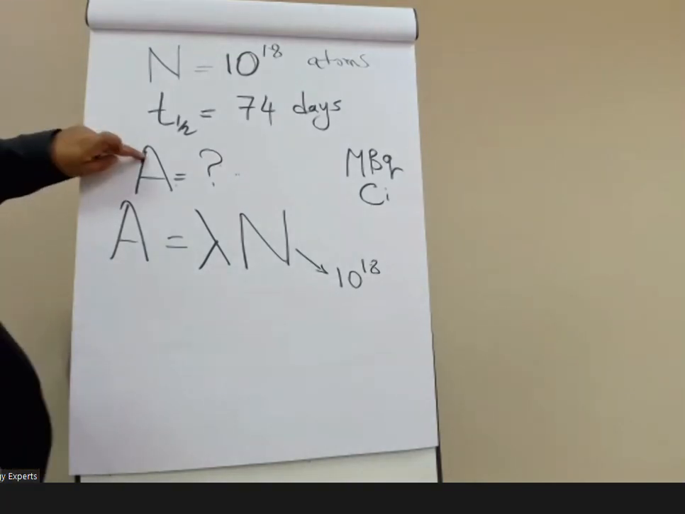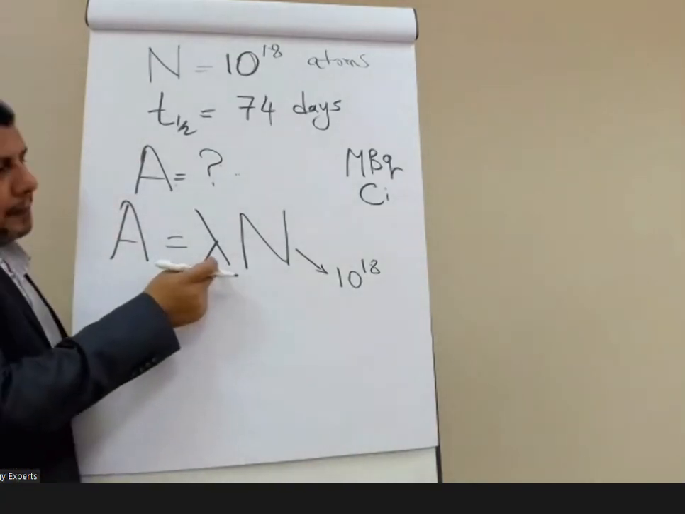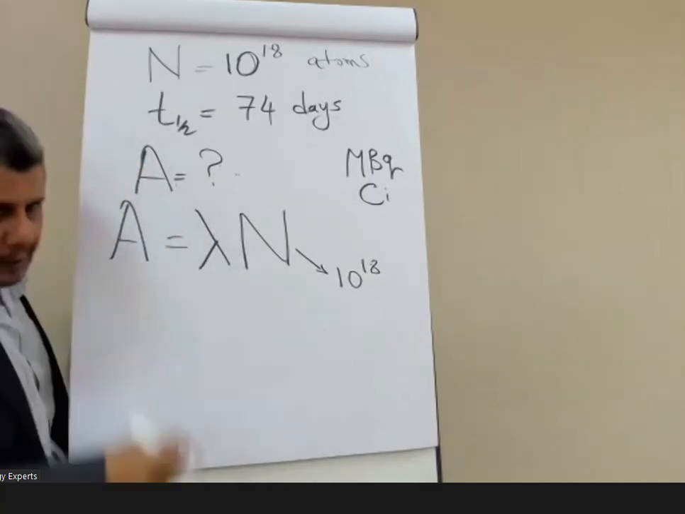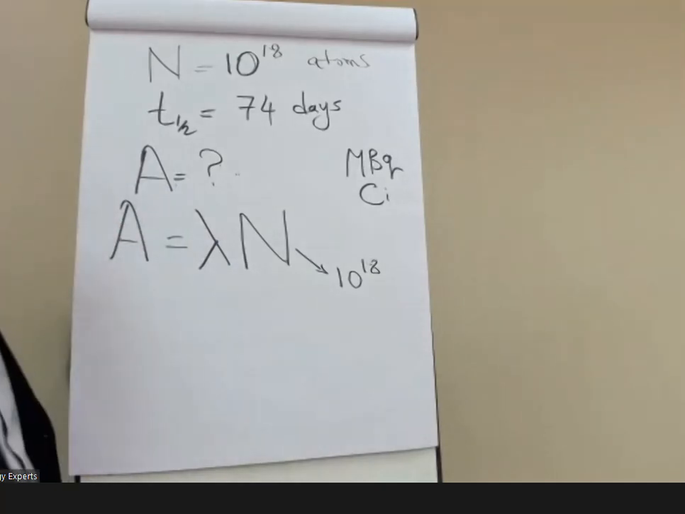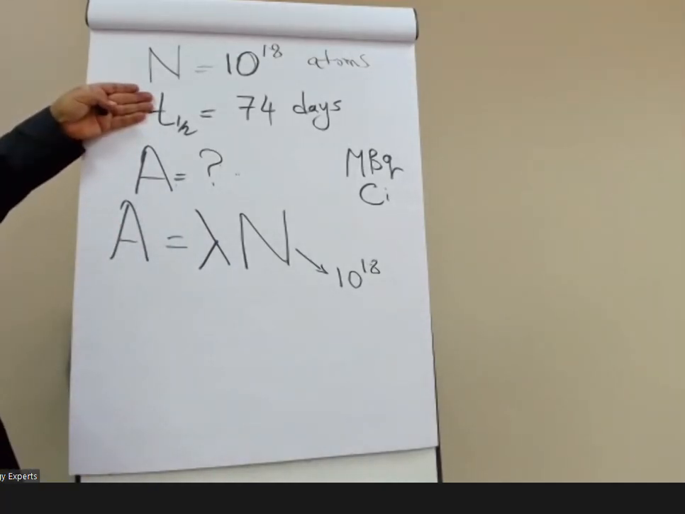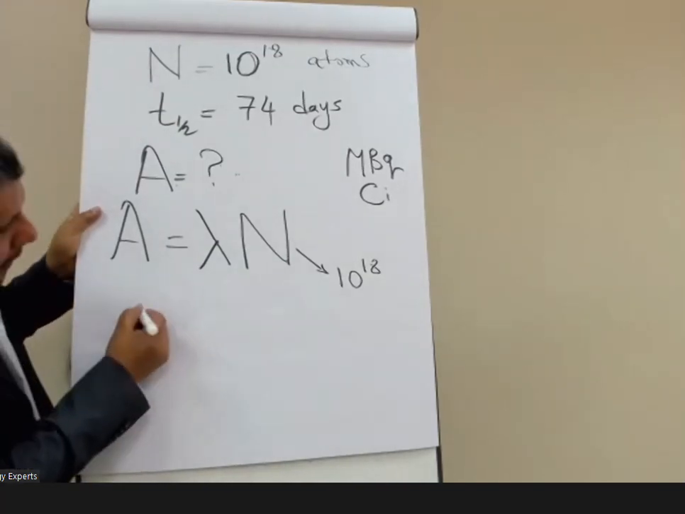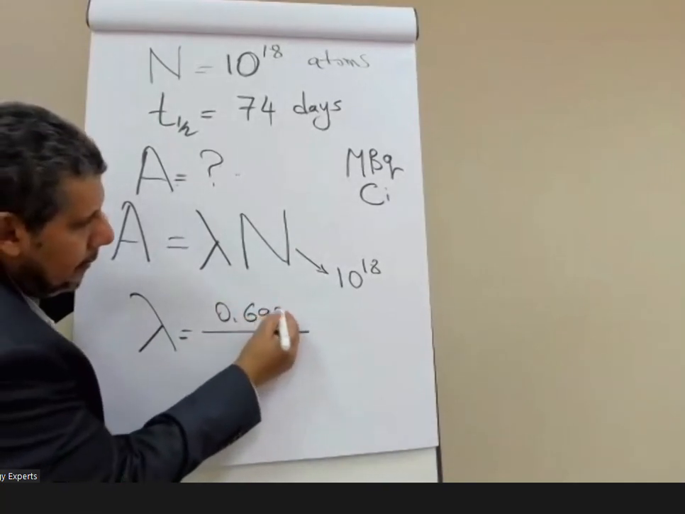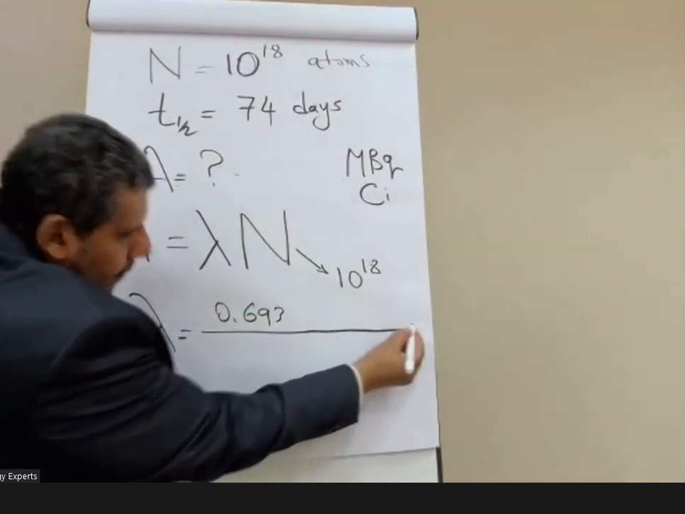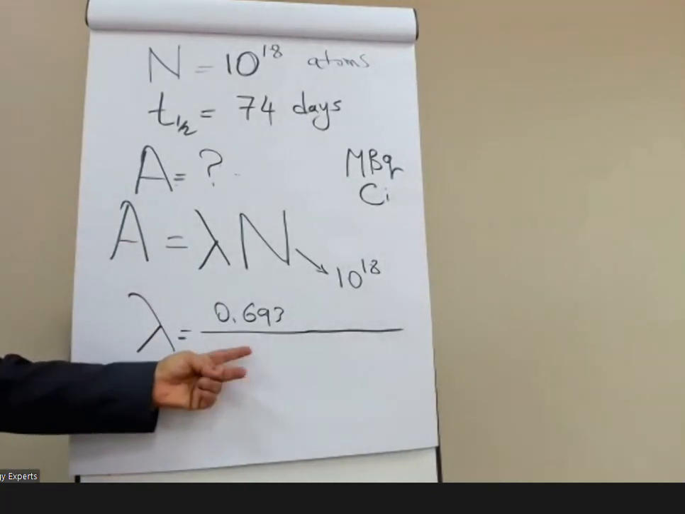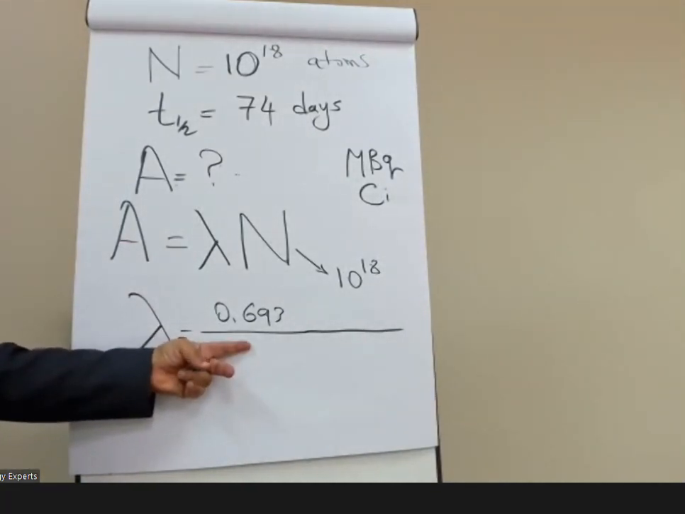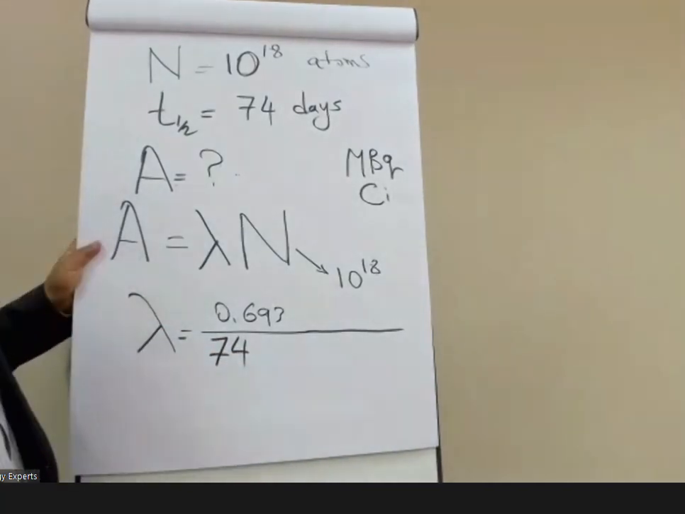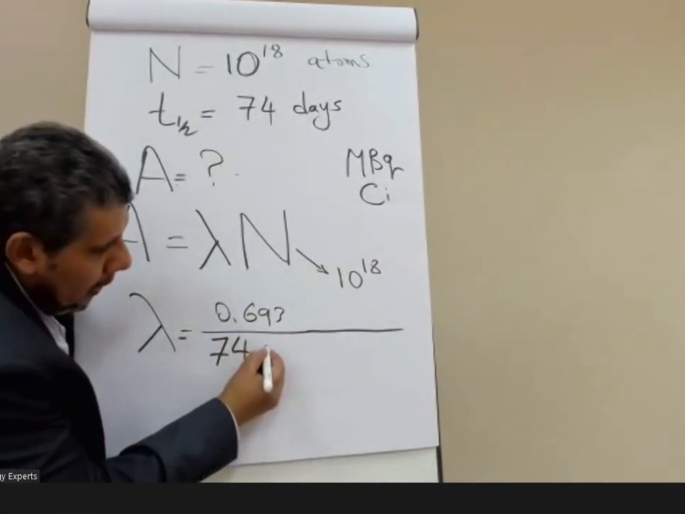I need to calculate activity, so I need lambda. Take care, lambda must be in 1 over second. I have half-life 74 days. I know that lambda equals 0.693 over T half. Now, T half is what? 74 days. I need to change this to seconds.